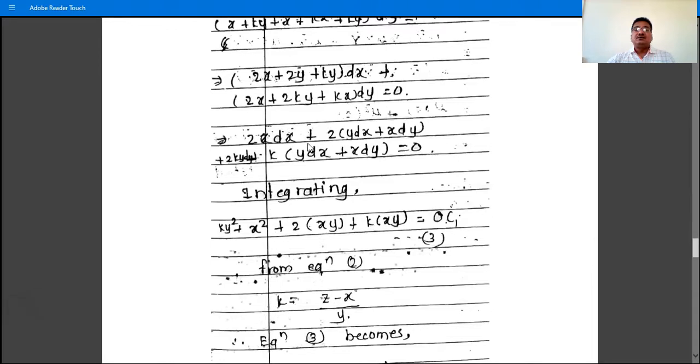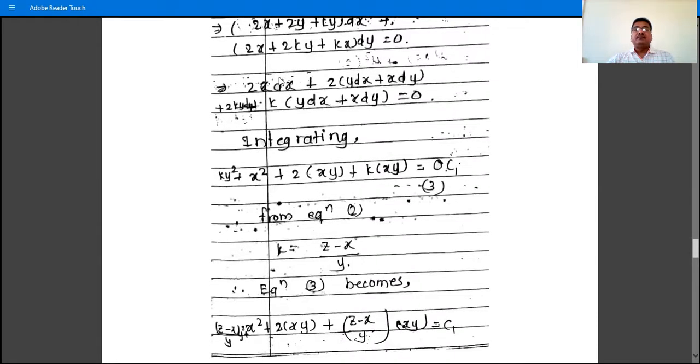Then 2x dx plus 2y dx plus x dy plus 2ky dy plus ky dx plus x dy. That is the arrangement for the integration. So we can obtain the solution of this differential equation by using direct integration.